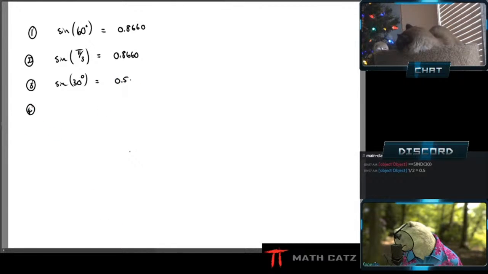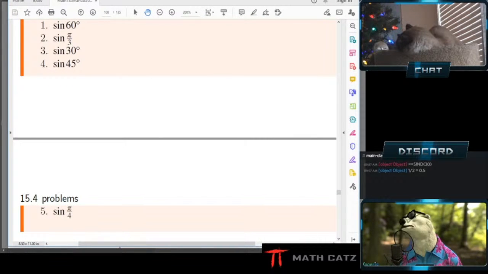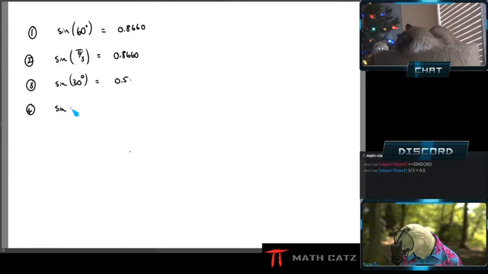And the fourth one, whoopsie, why do we keep minimizing the wrong thing? Sine 45 degrees. I'm in degrees, so I want to make sure my settings are correct. A common mistake is to be in degrees when you're using radians and be in radians when you should be in degrees. That's something I want to be aware of. So I'm in degrees.